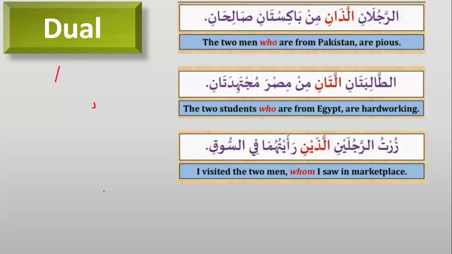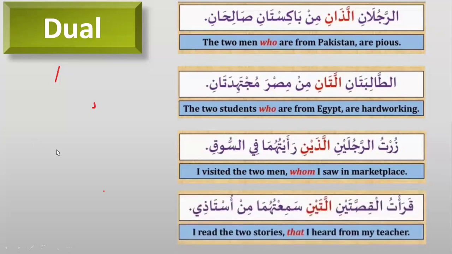Mansub, majroor. When we start Irab, you just need to understand. So it is ar-rajulaini, so we are using here al-lazaini. Zurtu ar-rajulaini al-lazaini ra'aytuhuma fis-suq. I visited the two men whom I saw in the marketplace. It works here as an object, so it is mansub. Here we are using the mansub state, al-lazaini, whom I saw in the marketplace.